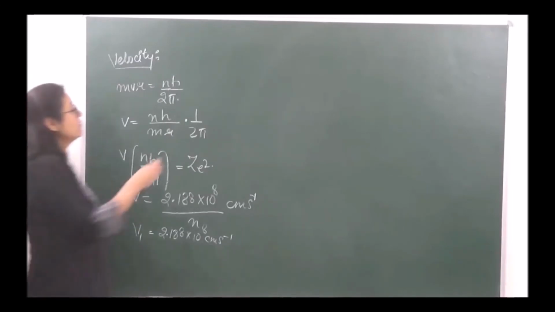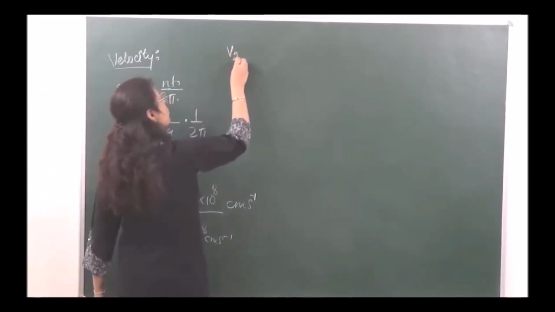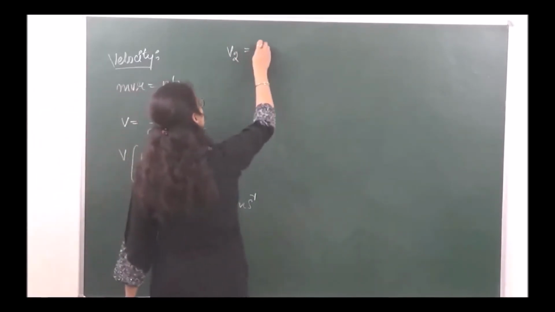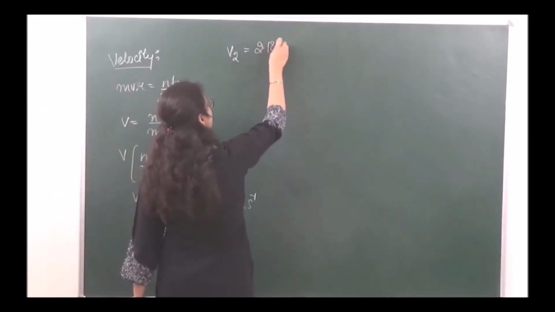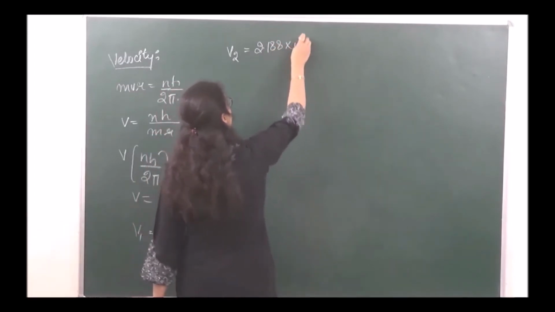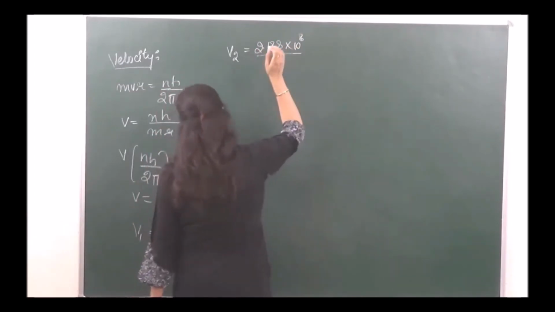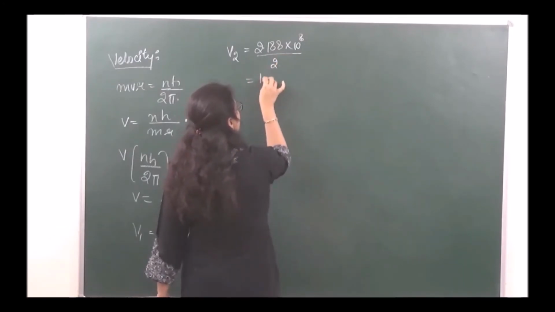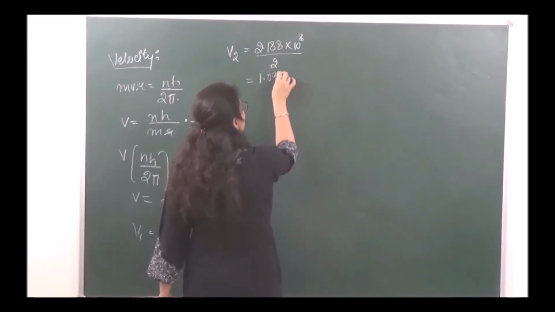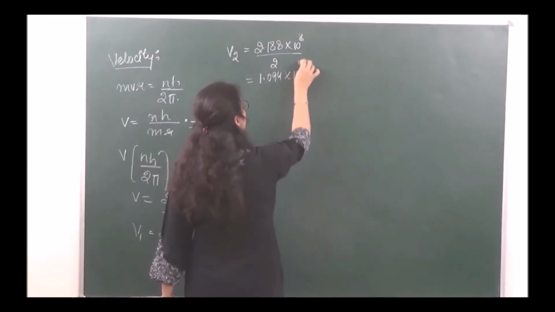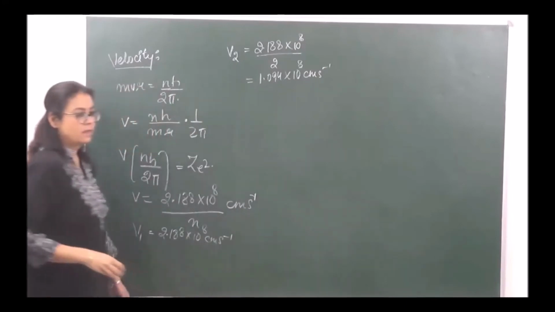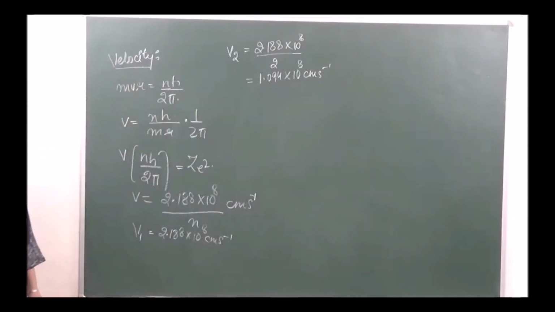Similarly, when you have to calculate v2, it will become equal to 2.188 into 10 raised to power 8 upon n. n over here is equal to 2. So this comes to 1.094 into 10 raised to power 8 centimeters per second. Okay, so this is how you can calculate the velocity.